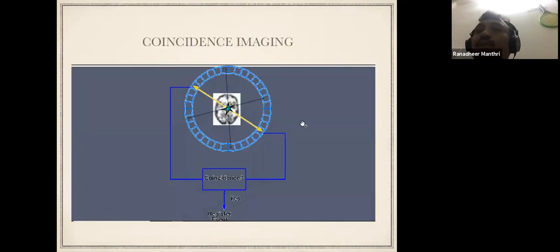So this is called coincidence imaging. They are traveling in opposite directions and are monitored by a detector. If the coincidence is present, then they register an event. If the coincidence is not there, then it will not be registered as an event. There are three types: true events, random events, and scatter events.